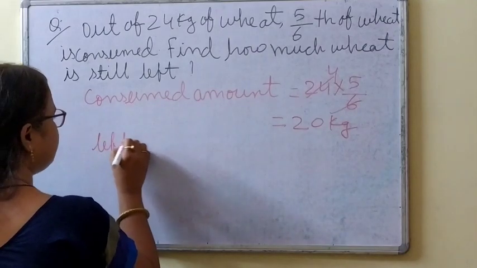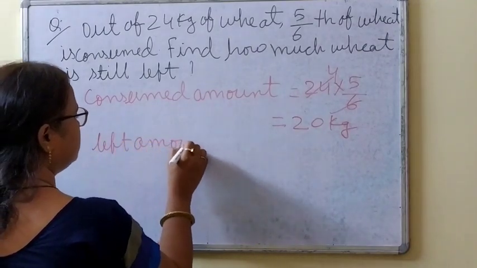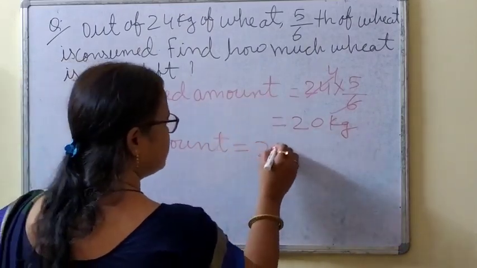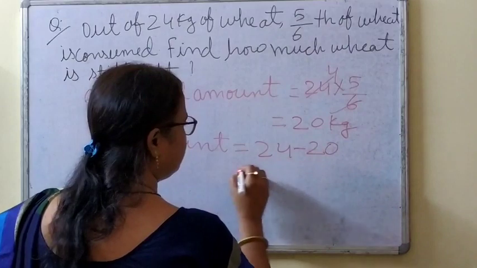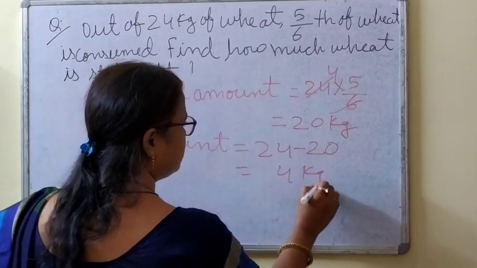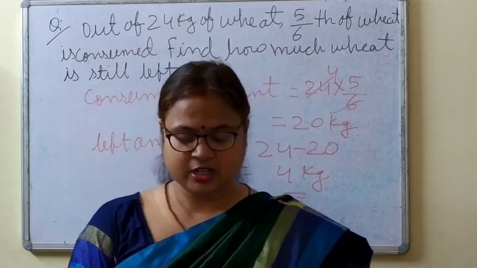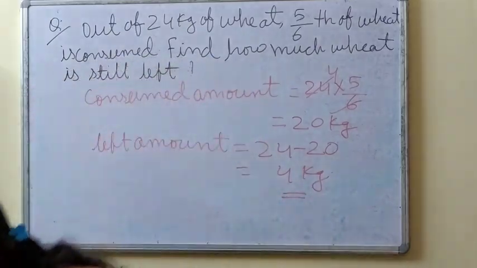Now we have to find out what is still left, means the left amount. So left amount is equal to what can we write? Yes, 24 minus 20 kg. Okay, so 4 kg is the answer. Okay, now let's do the next question.